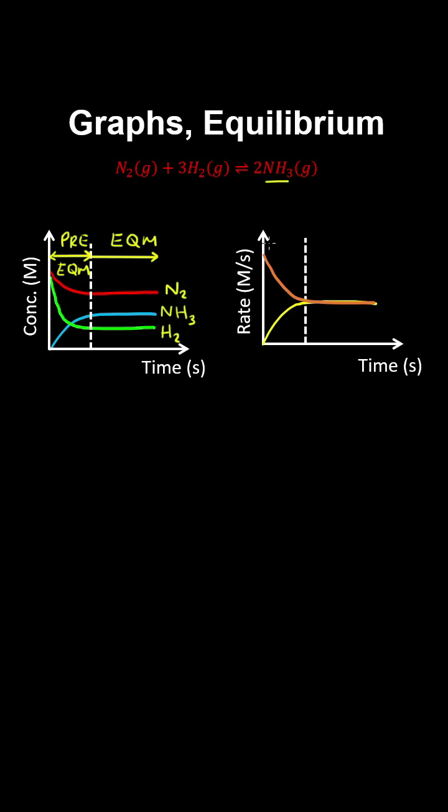Here we can observe from the rate of reaction versus time that before equilibrium, the rate of the forward reaction and the backward reaction is not equal, but when equilibrium is established, the rates of the forward and reverse reactions are equal. So while the concentrations are constant, they're not necessarily the same. And the forward and backward reactions still continue to occur at the same rate.